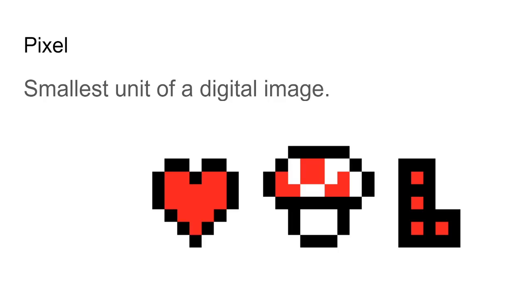7 times 8 is, what is that, 56, I think. So yeah, hey, math, yay. Okay, I won. So 56 pixels to make that heart. Now they look pretty terrible up close, but if you were to zoom back quite a bit, you would definitely see that as a heart. Smallest unit of a digital image.